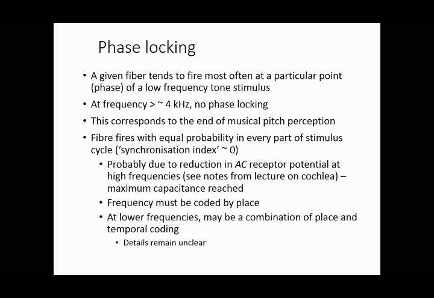Why is that physiologically? It's probably due to the reduction of the AC receptor potential. You remember in the very first lecture we showed the AC and the DC component at about 4 kilohertz. The DC component becomes dominant and the AC component becomes negligible, and so the stereocilia cannot cope anymore. The outer hair cells cannot vibrate. Well, no, they still can. The inner hair cells mostly cannot keep up with the AC component, and so the nerves are not able to fire on the frequency anymore.